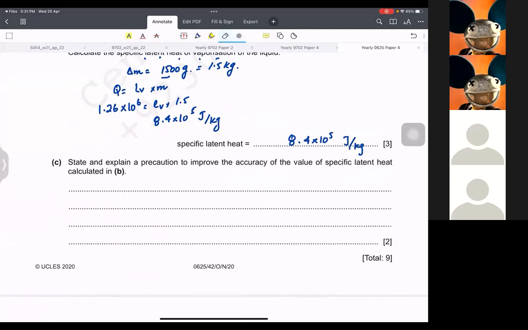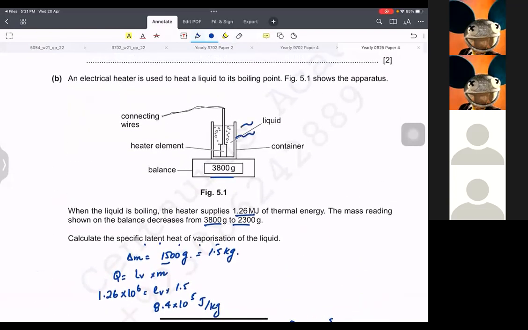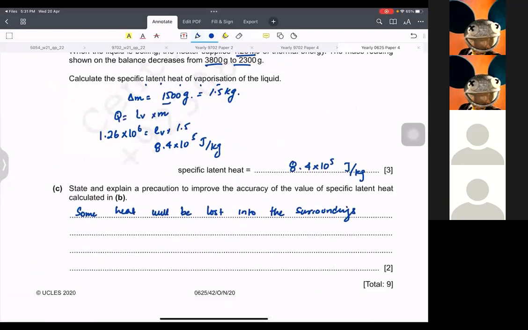One of the precautions is that some heat will be lost into the surroundings, right? This is one of the biggest issues because heat is also going to go out. It's not just going to go into the water. So what do we do?